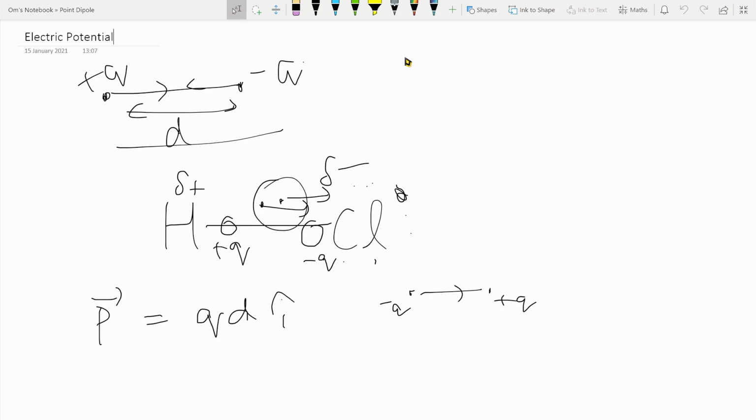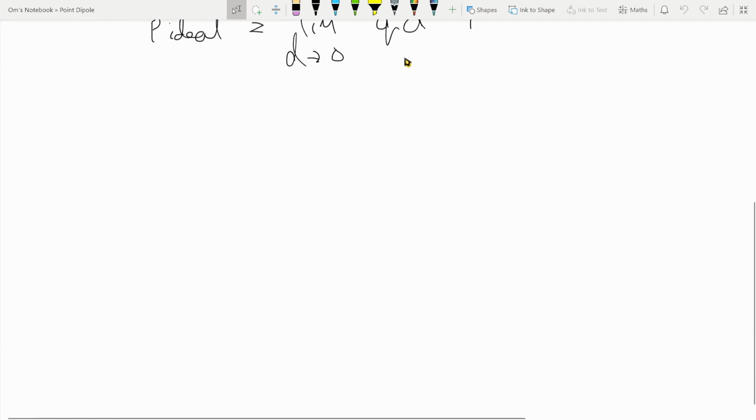So suppose I want to write p ideal is equal to the limit as d tends to 0 of qd. And so as d tends to 0, the charge q will actually increase, and so it will remain a finite quantity, and again you could say p cap. So with this definition out of the way, let's finally begin talking about the electric potential.